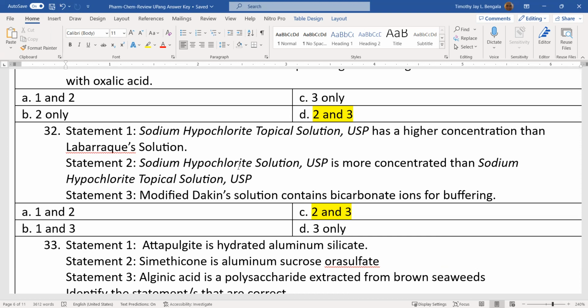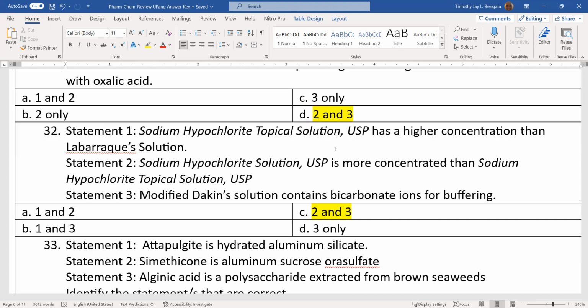So for number 1, hypochlorite solution has a higher concentration than Lavarax solution. So that statement is incorrect kasi Lavarax nga yung mas concentrated. So again, ano din yung reminder, ano ang Lavarax solution? So ito yung hypochlorite na gumagamit ng phosphate for buffering.